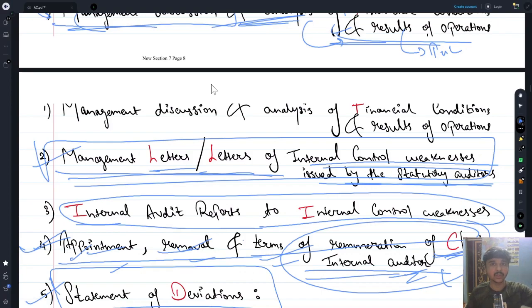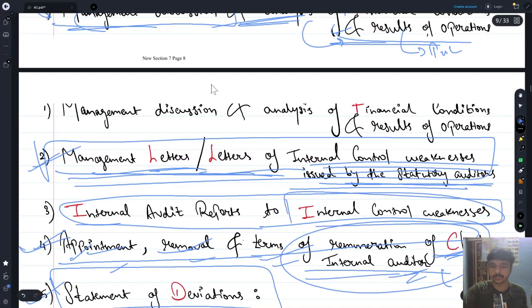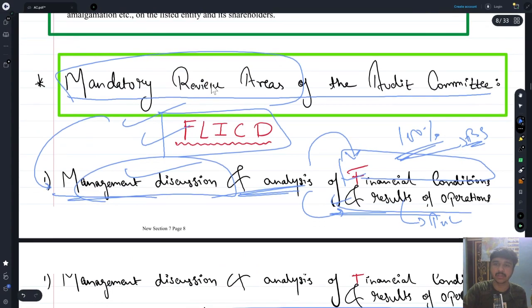And they are writing a letter to him that if you don't do this, we are writing your resignation letter, literally resignation letter. So what is the next point? Management letters of internal control weaknesses. And the last thing the chief internal auditor is going to reply to them is, sir, you have internal control weaknesses. So these are the mandatory review areas of the audit committee. This was one way of learning it. Second is the FLICT way, FLICD.